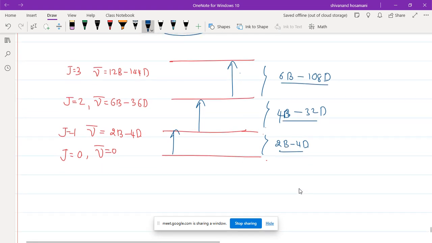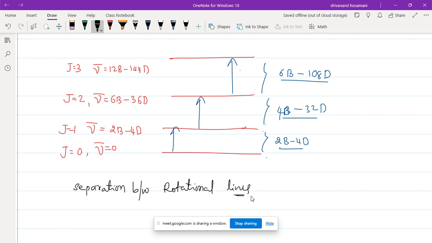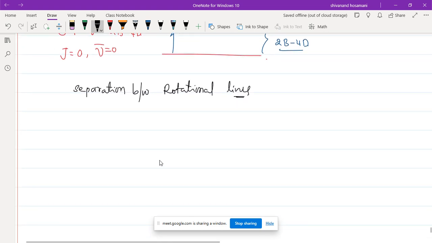What about the separation between their lines? The rotational lines, separation between rotational lines. The change in the nu bar node.